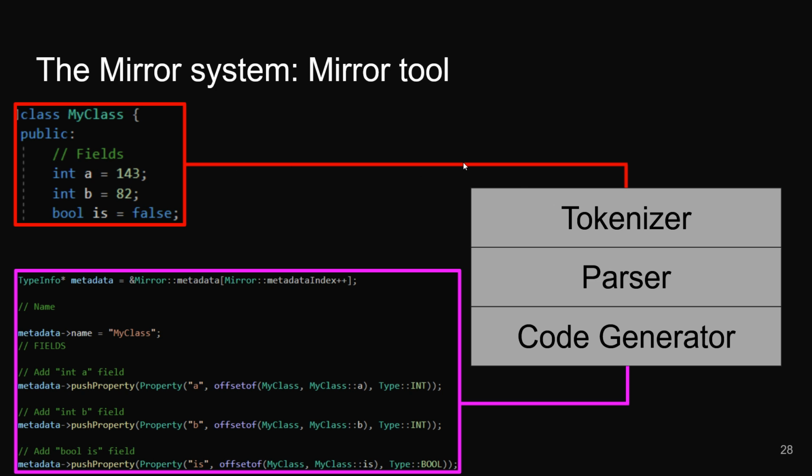We have this input and this output. Basically it's the mirror tool. It's a program that has as an input a text file and as an output another text file. It's as simple as that.